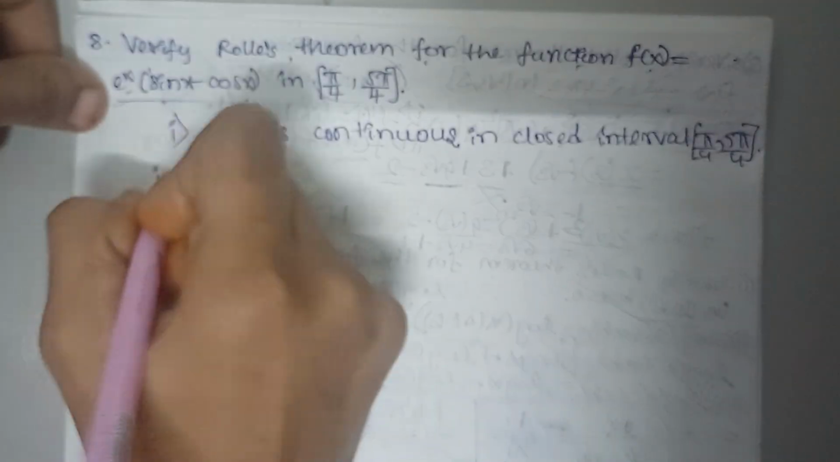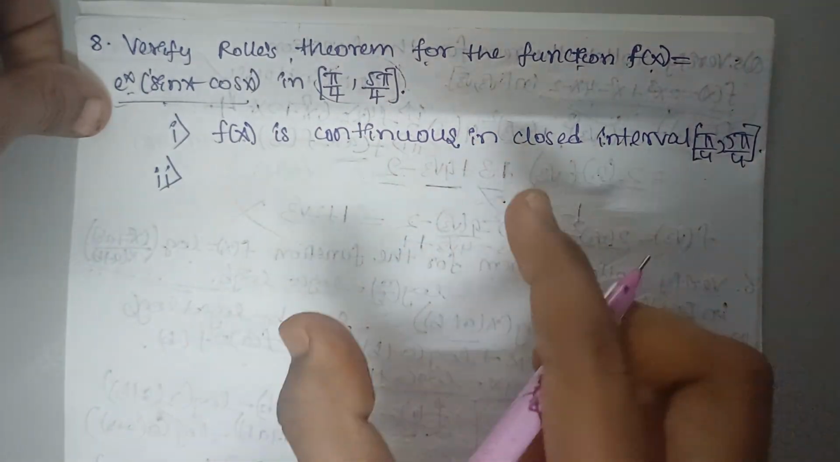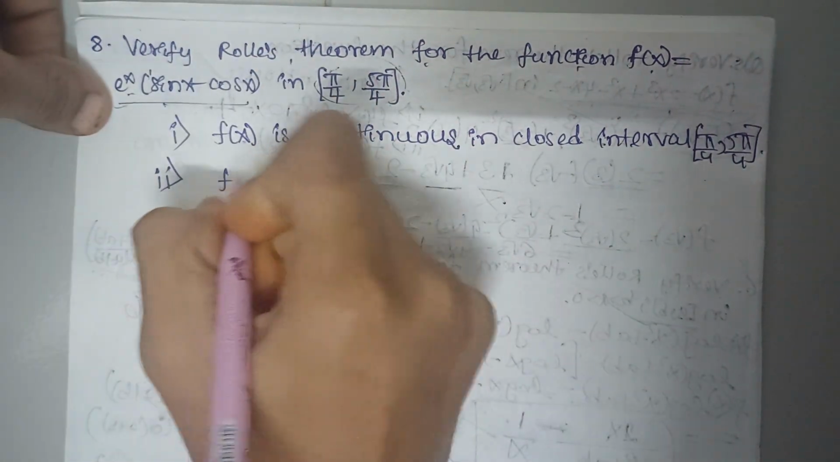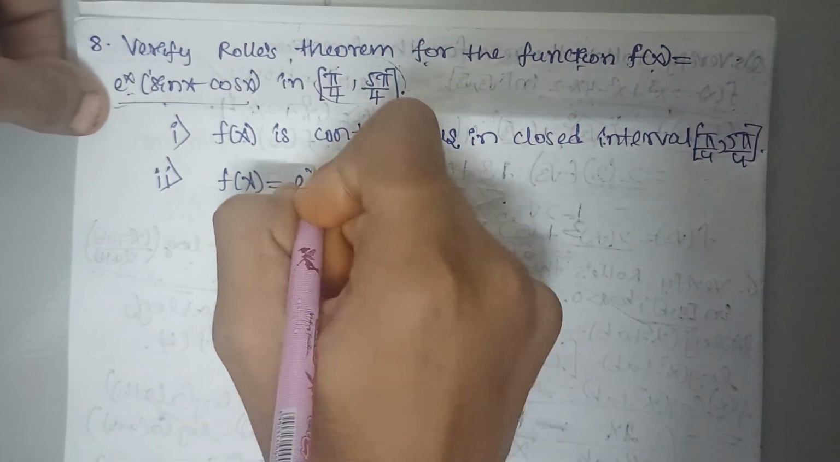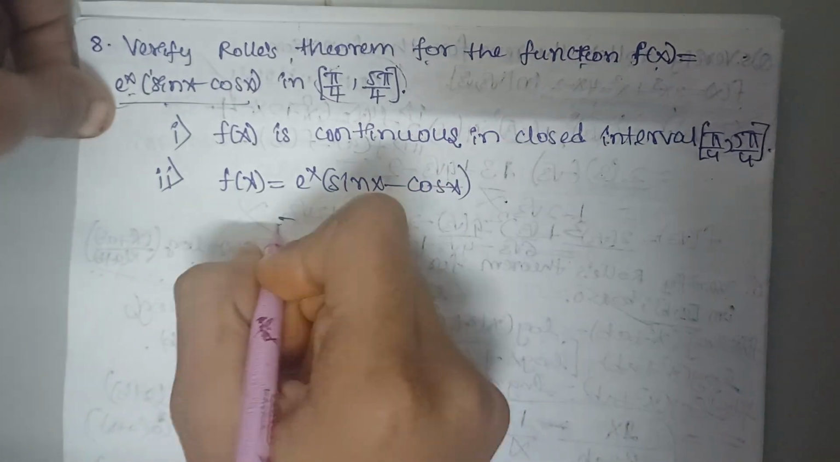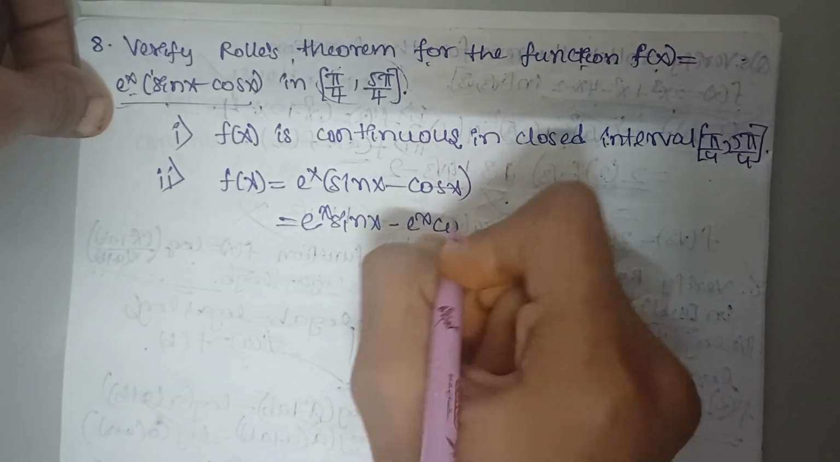And what is our second step? Our second step is to check whether f of x is differentiable or not. Since our f of x is equal to e power x into sin x minus cos x, we can write this as e power x into sin x minus e power x into cos x.